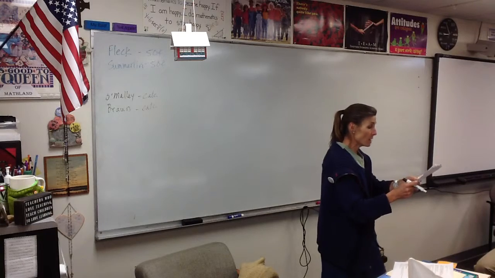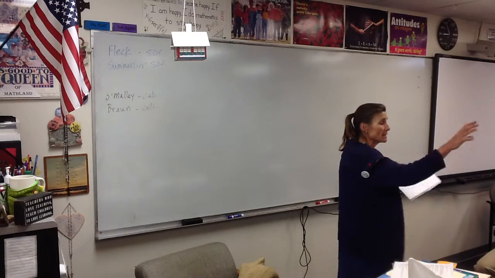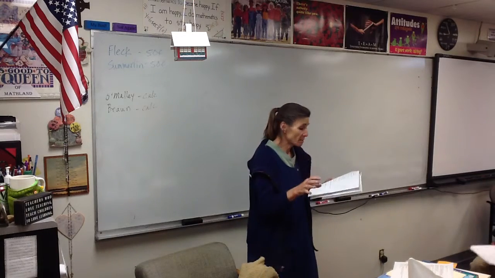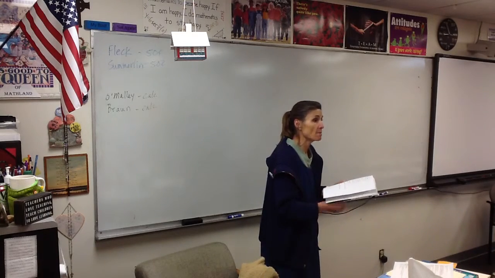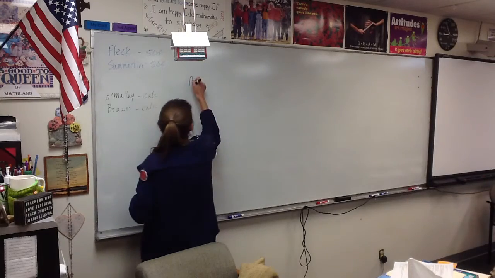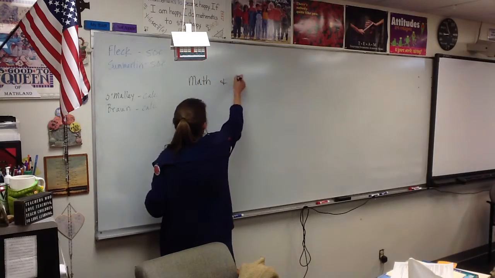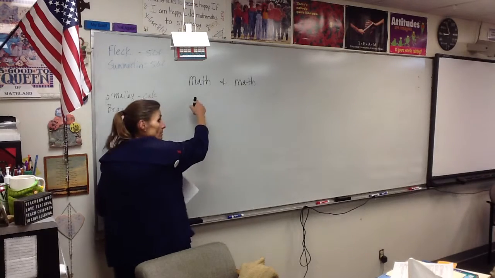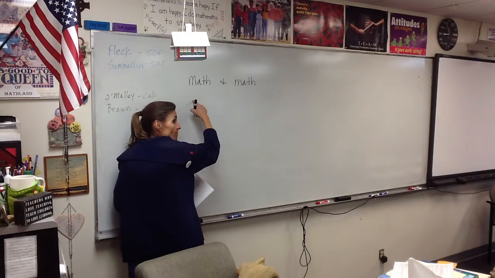So question number 1 says, suppose I pick a kid out of class 1 and a kid out of class 2. What's the probability that they will both like math? So in other words, probability of math and math. Okay?